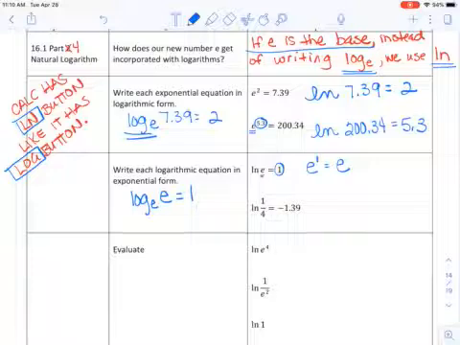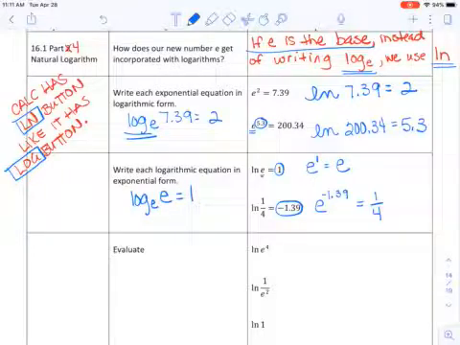On the second one, I'm going to skip writing the log base e part, but I know my base is e. My exponent is the answer, so my exponent is negative 1.39, and that should equal 1/4. If you wanted to check that, you would go to your calculator, where your e to the x and your ln buttons are together. Make sure you're at e to the x, and then plug in negative 1.39. On mine, I get 0.24907 and so on, which is about 1/4. Why is it off? Rounding.